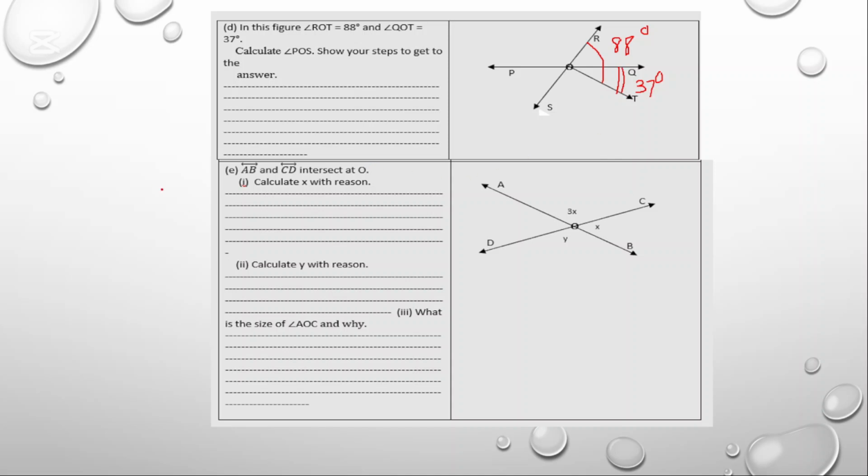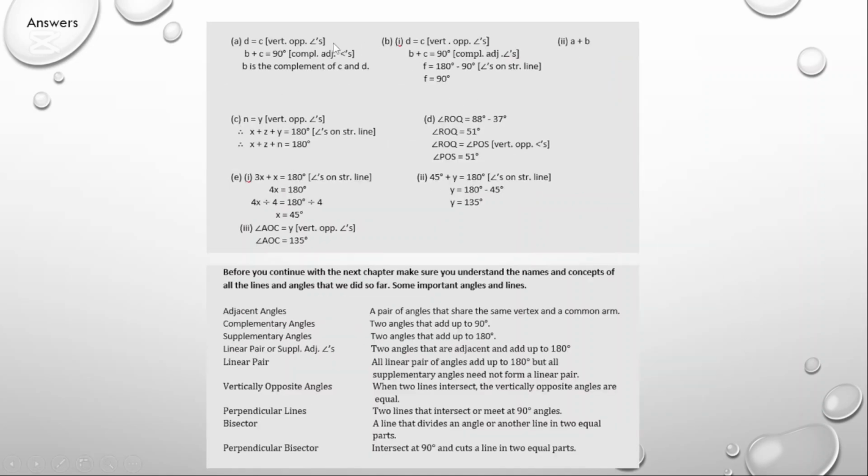E. AB and CD intersect at O. These two lines intersect. Calculate X with reason. You must use your equation to find X, and once you have X, you can calculate Y. Then they will also want the size of AOC. On the next page, you will see the answers. Once you're happy, you must just read through this for me.